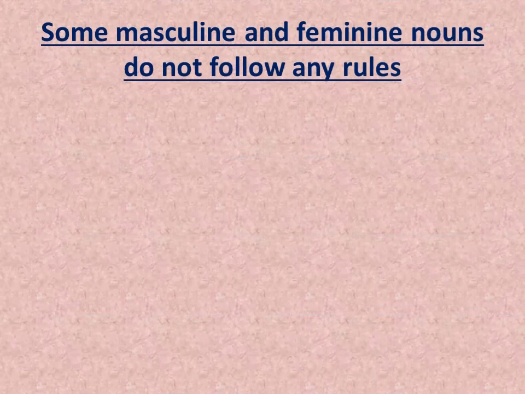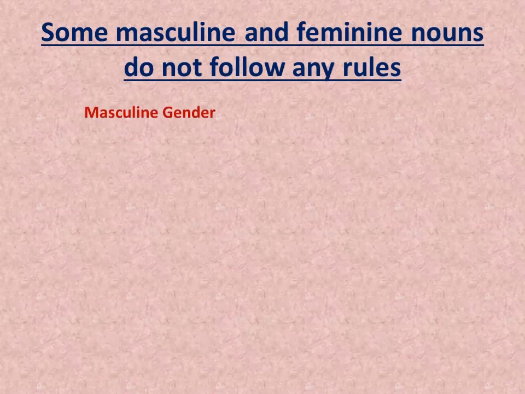Some masculine and feminine nouns, they do not follow any rules. So we'll see which all are they. So here, for example, nephew. Its feminine gender is what? Niece. That is, they are not following any rule. We are not adding ESS or we are not eliminating any letter and all. Here, a new word is coming. So they are not following any rules.